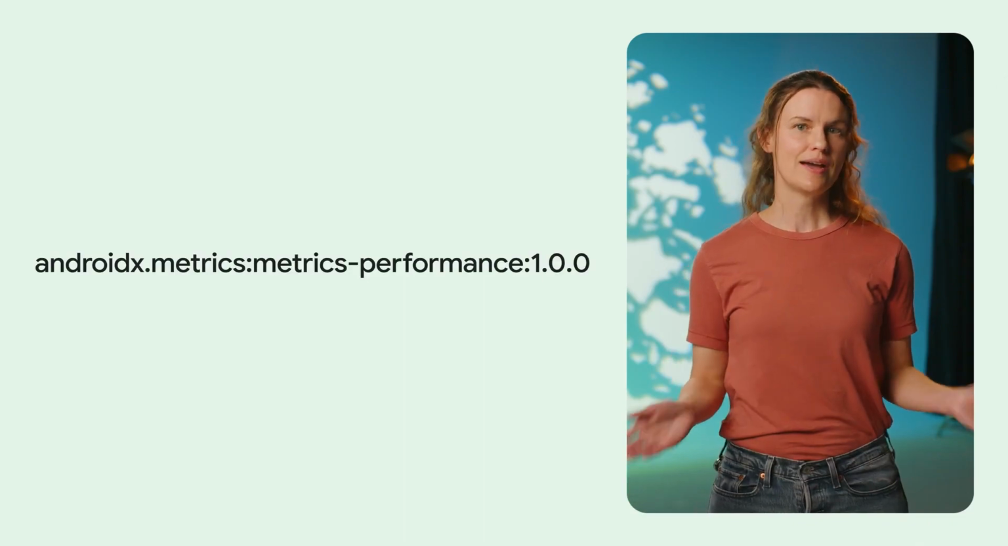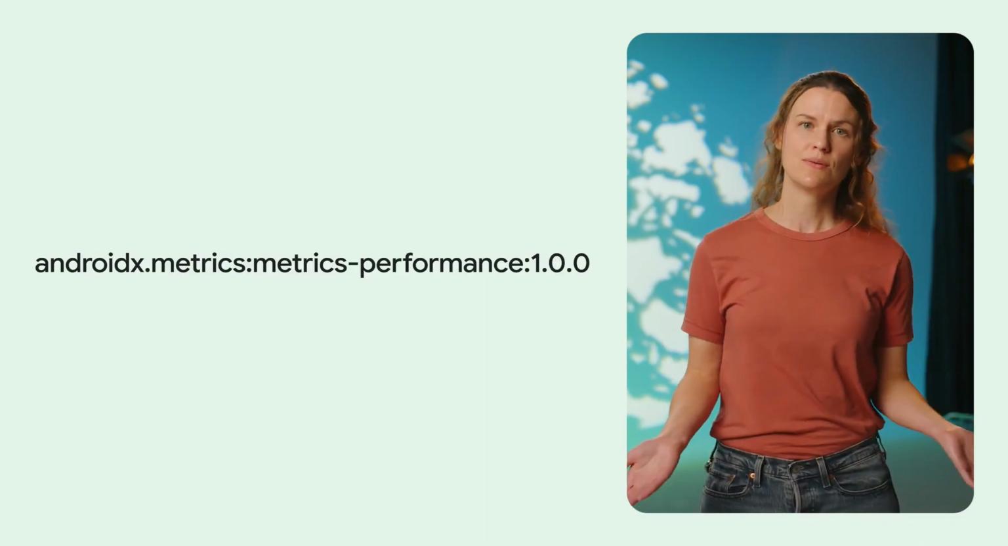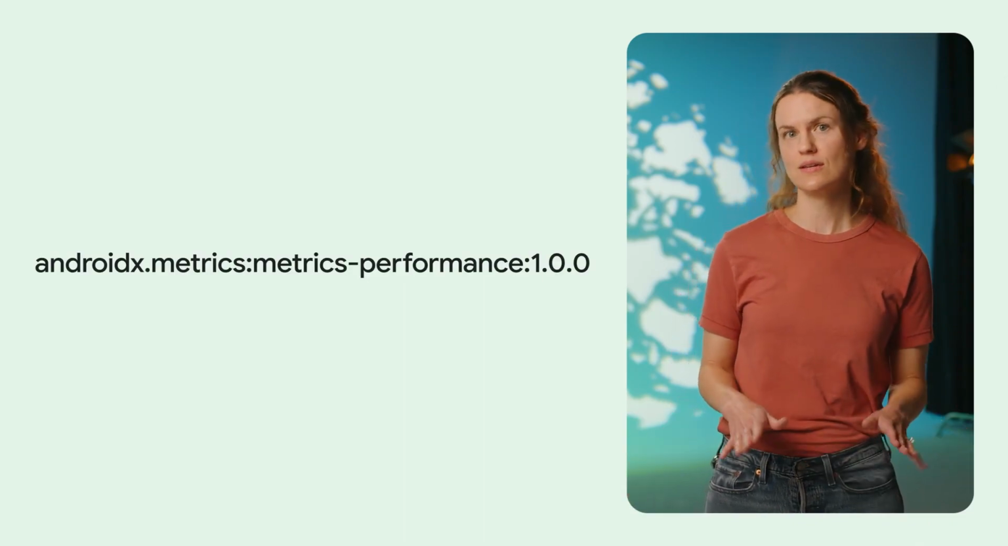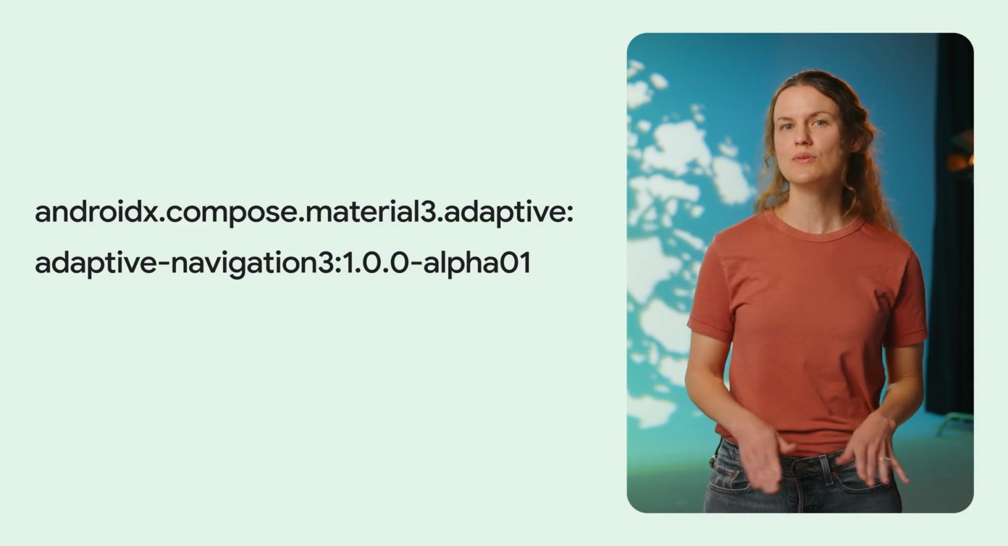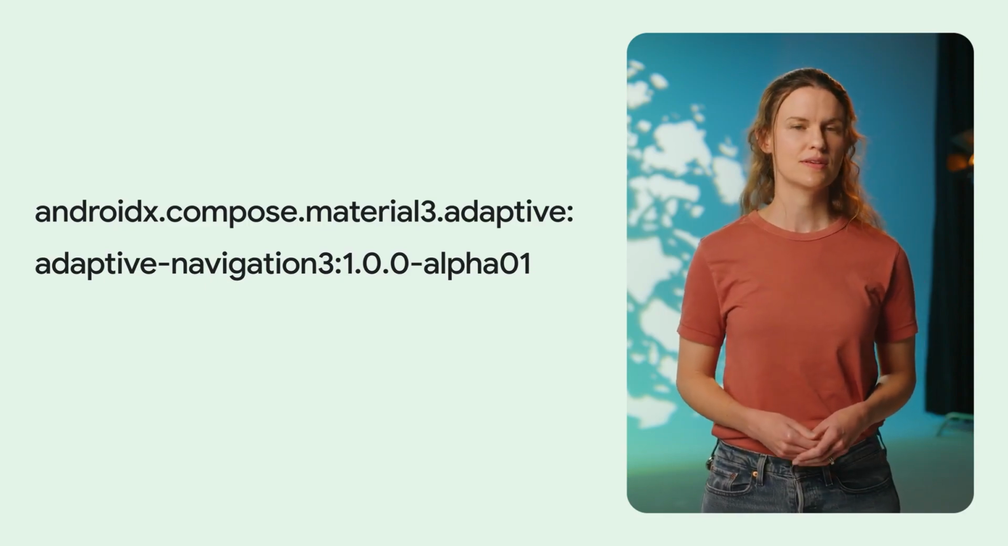On to AndroidX updates. The Jank Stats API is now stable and can be used to identify UI jank and add context to understand why jank is occurring. List Detail Scene Strategy and Supporting Pane Scene Strategy can help you develop canonical adaptive layouts.